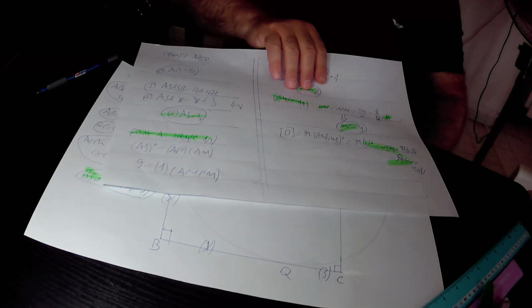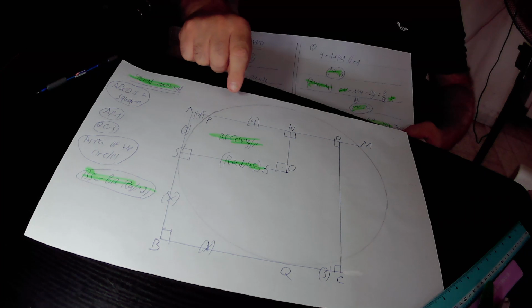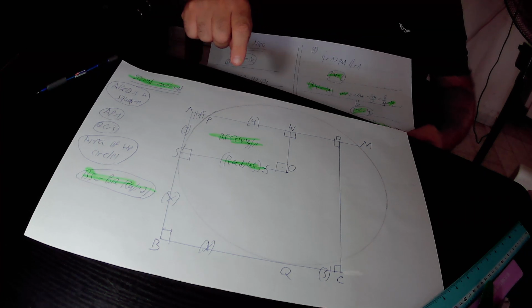So in conclusion, in both methods we found out that the area of this circle equals 25 pi square units, or in terms of numbers, the area of this circle equals 78.54 square units.